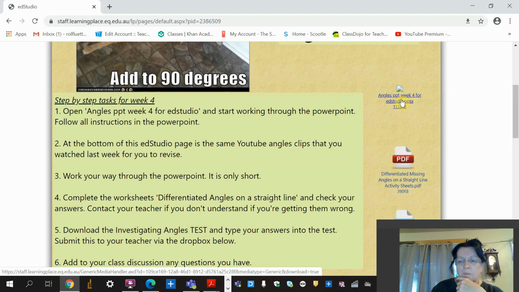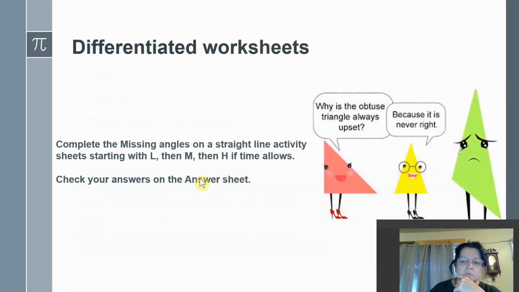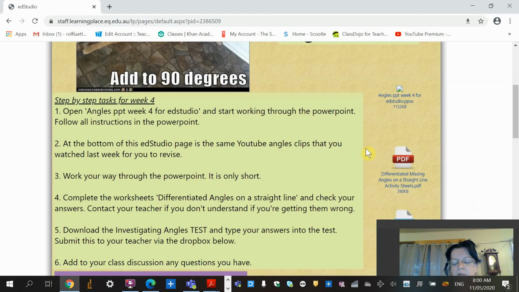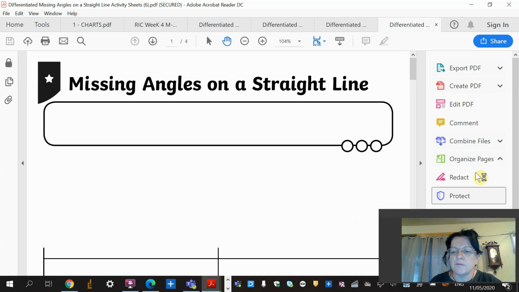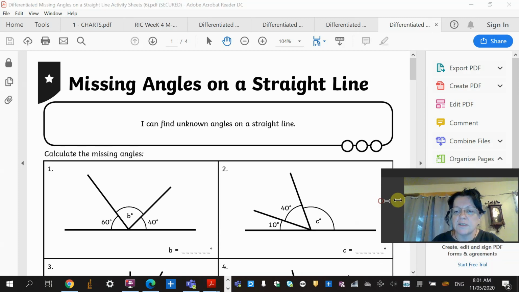So let's have a look at the PowerPoint and we'll go through that. And so what they're saying is this is what we're learning about, and we're going to complete an activity and then you do your test within an hour, whatever. Okay, so let's have a look at this one and use that as a bit of a learning activity to do with angles. It looks complicated, but it's not. It's easy.